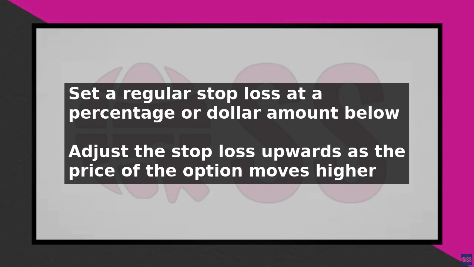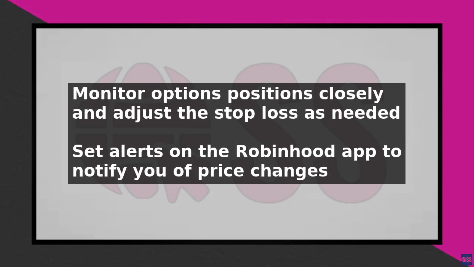It is essential to monitor your options positions closely and adjust the stop loss as needed to ensure that it remains effective in limiting potential losses. You can also consider setting alerts on the Robinhood app to notify you when the price of the option reaches a certain level, so you can adjust the stop loss accordingly.